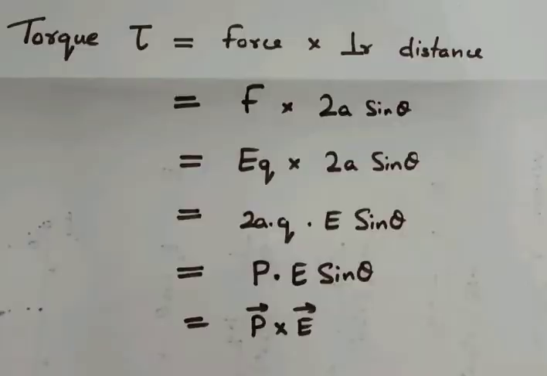So the value of torque is given by the formula force into perpendicular distance. The perpendicular distance is 2a sin theta and the value of force F is Eq. So you get Eq into 2a sin theta. Let us rearrange 2aq and E, because 2aq we have already studied is the dipole moment p. So p into E sin theta, which is p cross E.